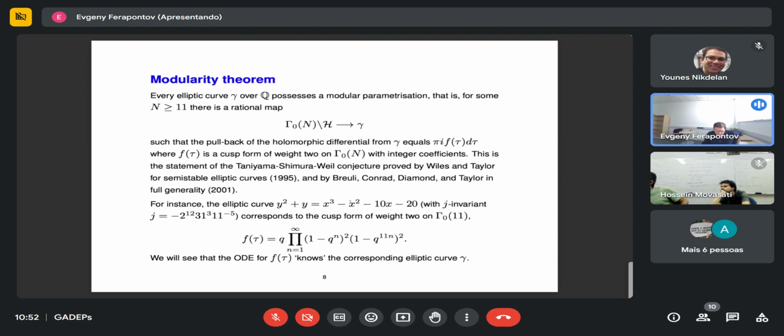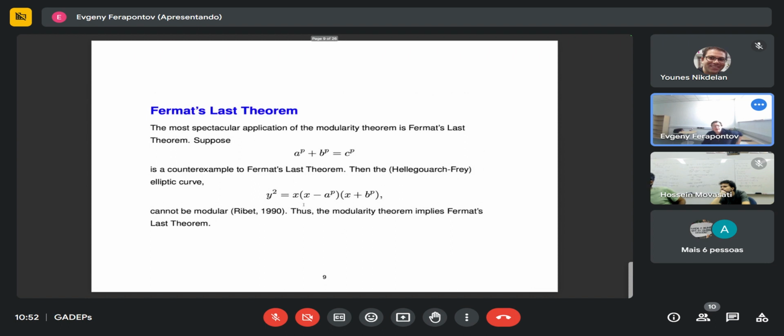Okay, I'll show you some examples. This will not be exactly this curve, but something birationally equivalent to it. I will show you at the end. So now the general construction.